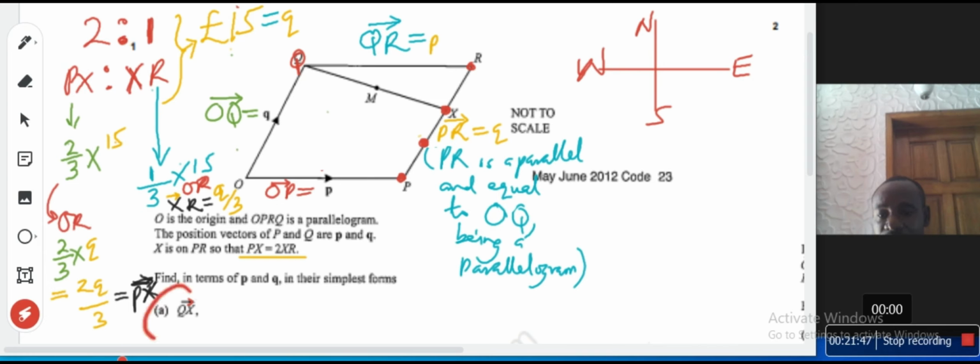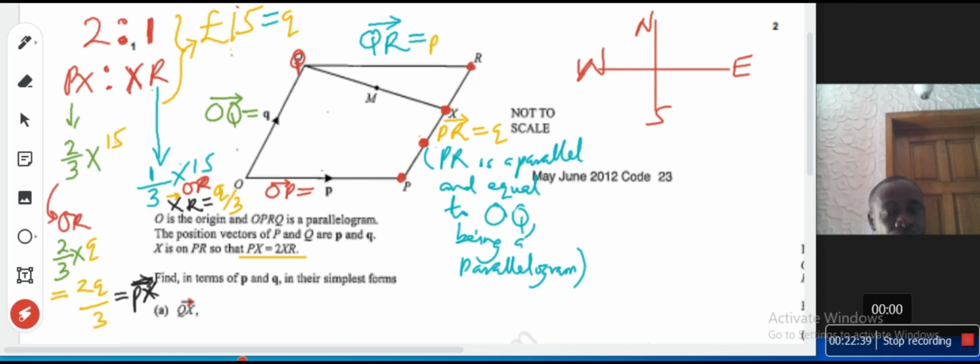What's the question again? Read it again. What are we asked to find? QX. So let's go. You start from Q. How do we even get to X from Q? Q to O. And from O, where do we go? O to P. From P, where do we go? P to X. We land at where we are asked to go to. That's QX or Q to X.